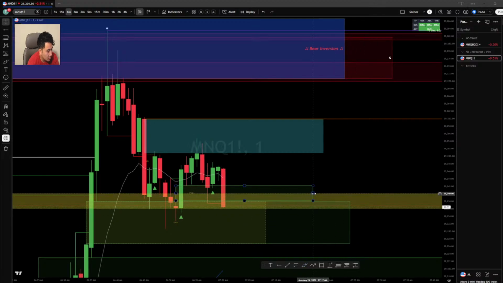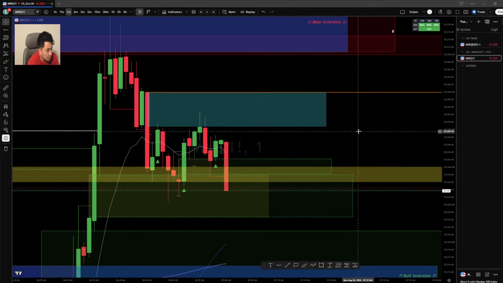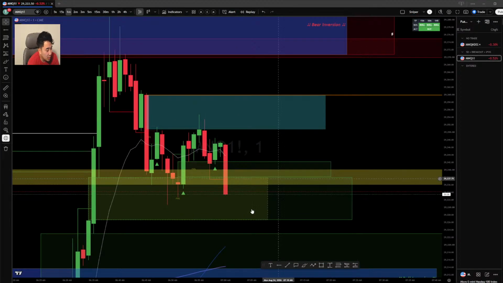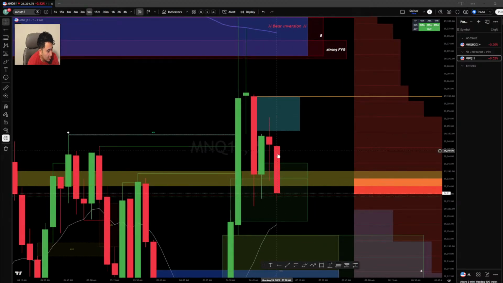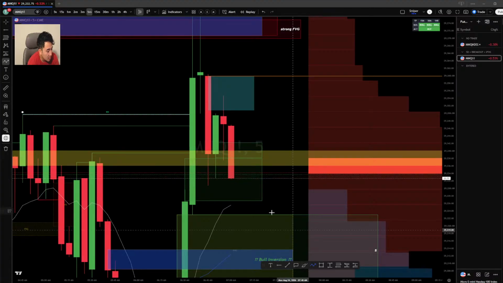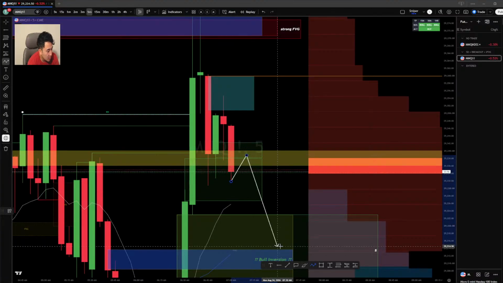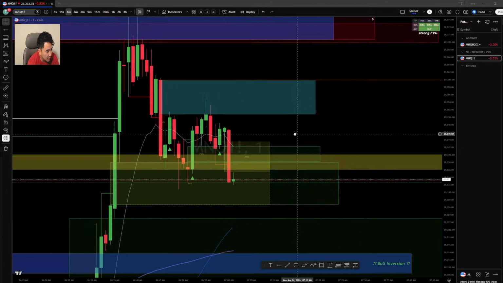All right, this zone here might become a bearish inversion. So price might fail to, so on the 5 minute it's coming back retesting. It might fail to push back up, so it might just come back down this way, retest, and then go back down here. But let's see what happens on the lower time frame.